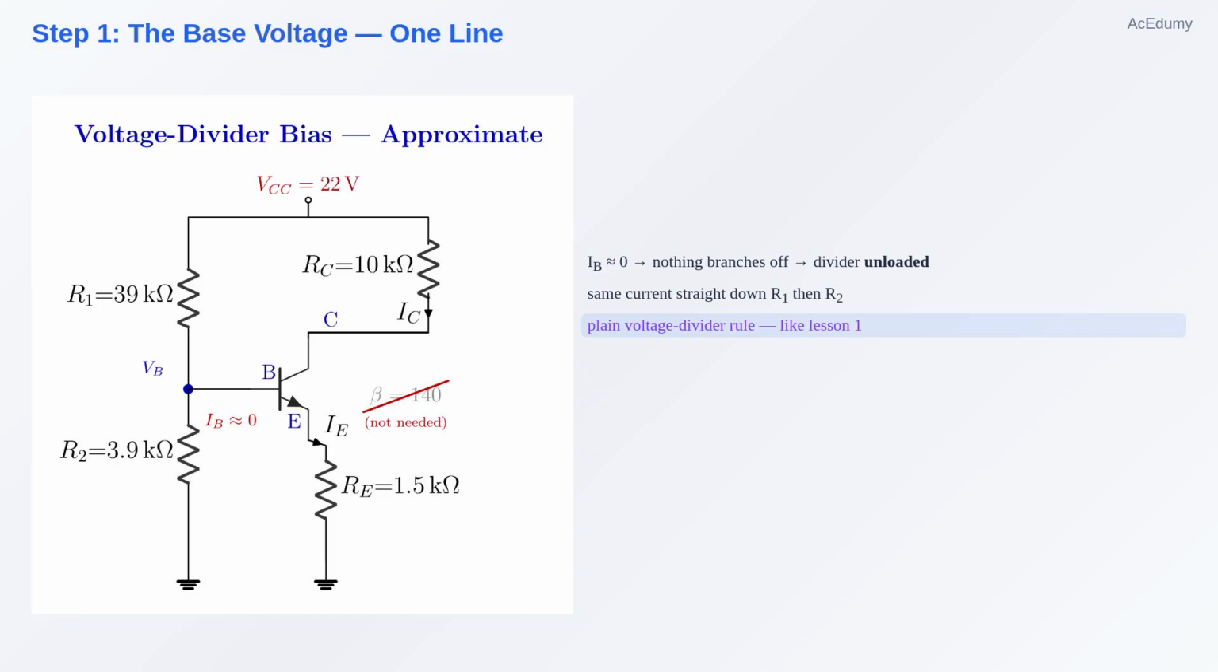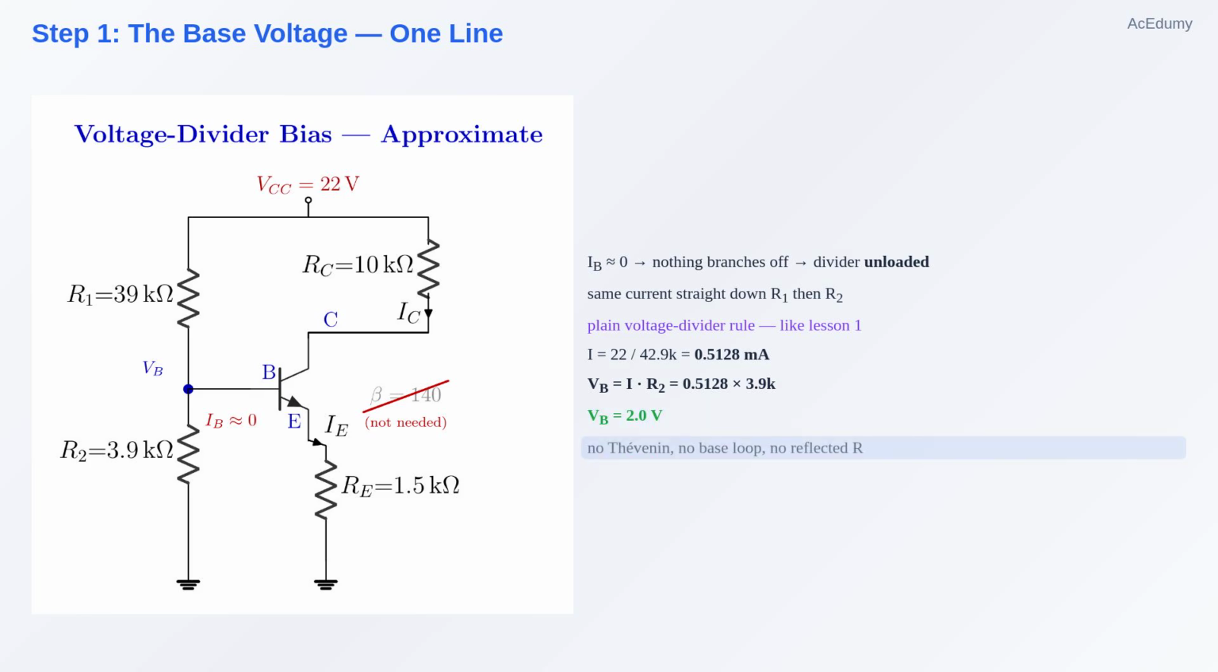The current down the ladder is the supply over the total resistance, 22 volts over 42.9 K, which is 0.5128 milliamps. The base sits at that current times R2, 0.5128 times 3.9 K, which is almost exactly 2 volts. V_B equals 2 volts. No Thévenin equivalent, no base loop, no reflected resistance. One divider, one line.